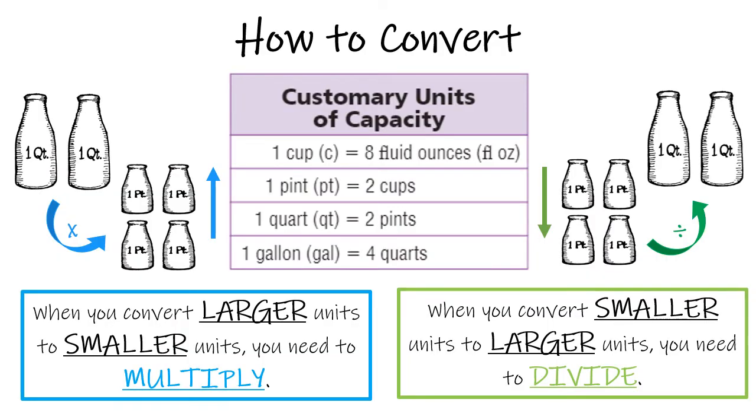All right, we did this before with length. We're going to convert the exact same way. If you're going from something larger to something smaller, you multiply. Remember, horse to fly, we multiply. If you're going from something smaller to something larger, you divide. So fly the horse, divide, of course.